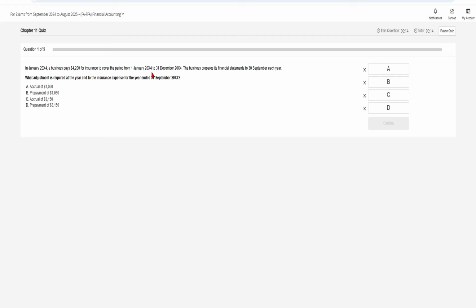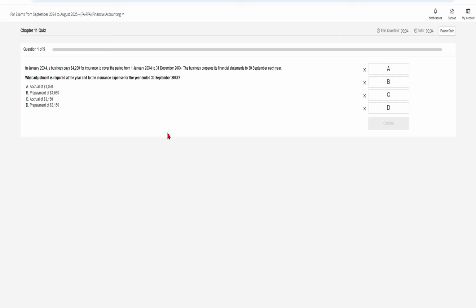period from 1 January 20x4 to 31 December 20x4. The business prepares its financial statements to 30 September each year. What adjustment is required at the year end to the insurance expense for the year ended 30 September 20x4?